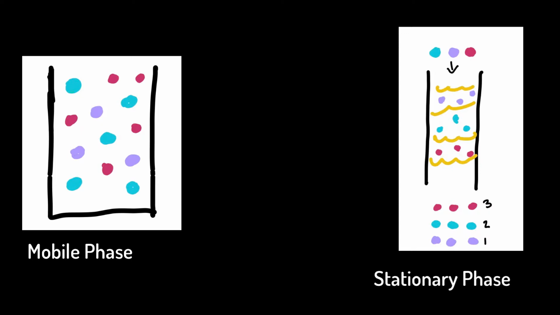In this example, the purple eluted from the column first, followed by the blue analyte, and then the pink eluting from the column last. This shows that the pink analytes had a higher affinity to the yellow compound in the stationary phase, which caused the pink analytes to migrate through the column at a slower rate.